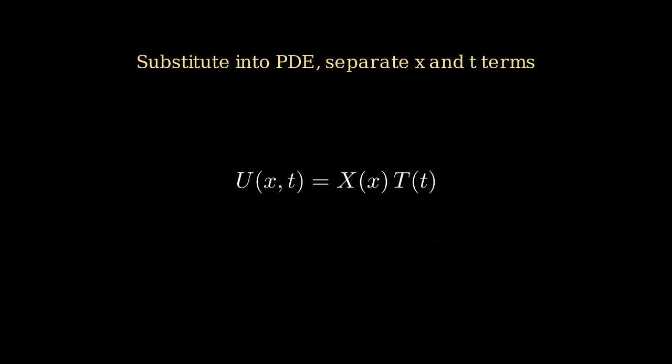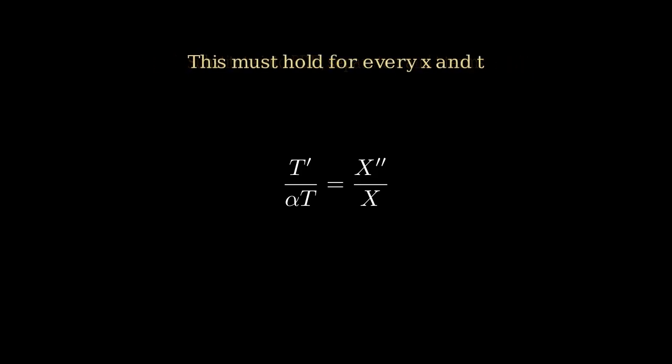Next, we substitute this form into the partial differential equation. After substituting, we divide through so that every term involving x ends up on one side and every term involving t ends up on the other side. Now we have a function of x alone equal to a function of t alone, and this must hold true for every value of x and every value of t.